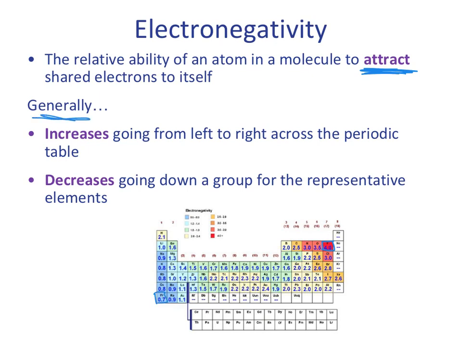So in general, we see an increase as we go from the left to the right across the periodic table, and we see a decrease as we go down. So we've talked about this trend. We, in general, see an increase in electronegativity as we go up and to the right on the periodic table. And these values are going to be really, really important, and we'll talk about it in a minute.